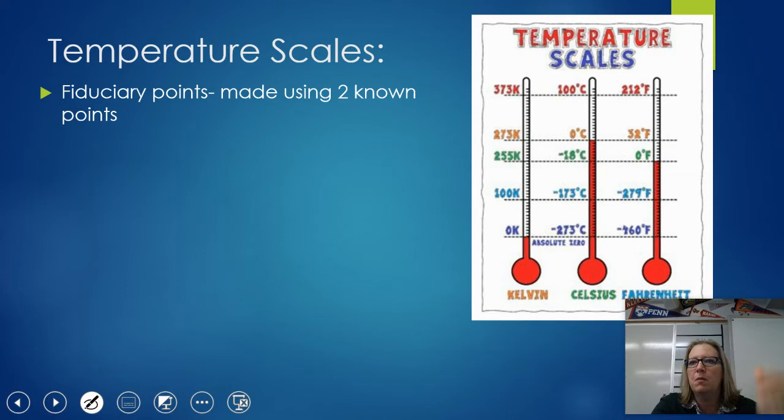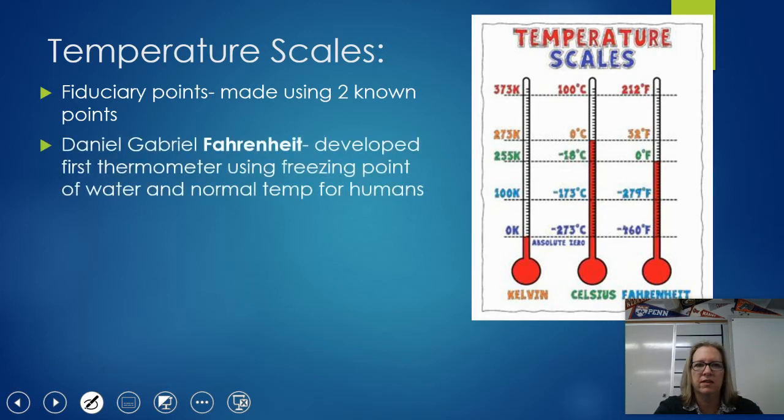But in order to come up with a temperature scale, we needed these things known as fiduciary points, and it's basically two known points, okay? And the common ones used now are the freezing point and the boiling point of water, okay? Those are known points. Back when this was first developed, this guy named Daniel Gabriel Fahrenheit, that's where it came from, he developed the first thermometer using the freezing point of water and the normal temperature of humans, okay? So it had nothing to do with the boiling point of water.